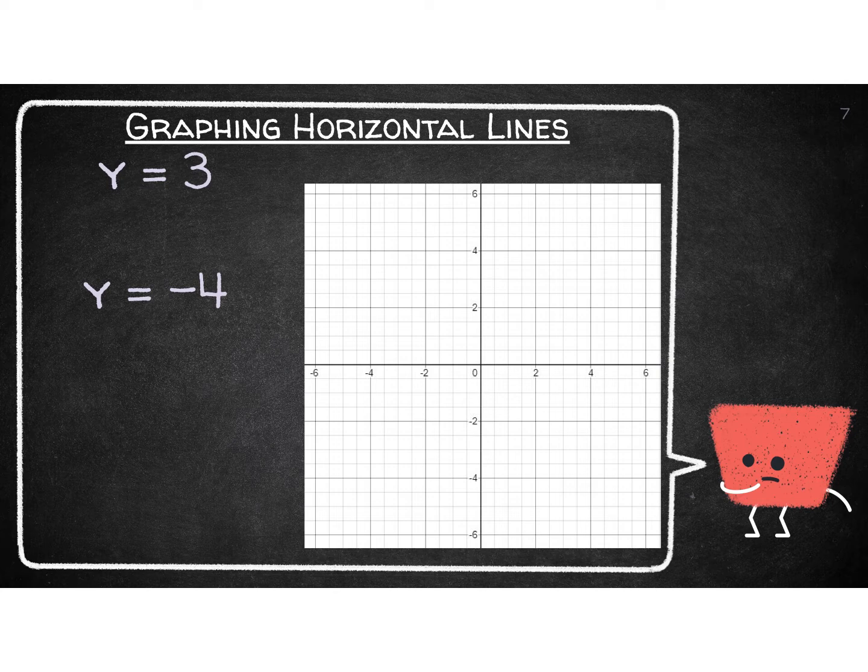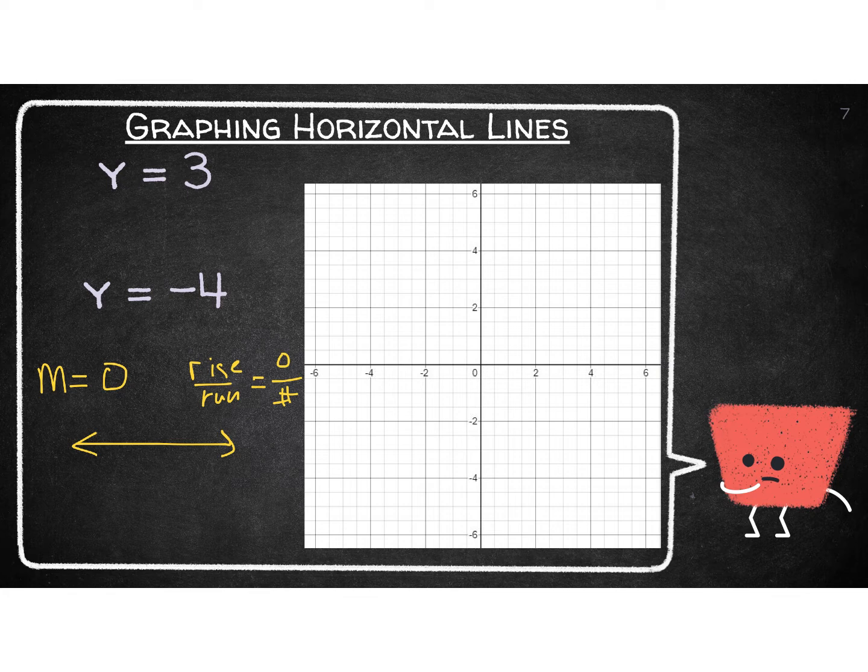Horizontal lines are a bit different. Our m, instead of being undefined, the m is always 0, meaning that the rise over the run is 0 over a number. So 0 means it doesn't go up or down at all. It's just going to flatline. So our horizontal lines will look like this.